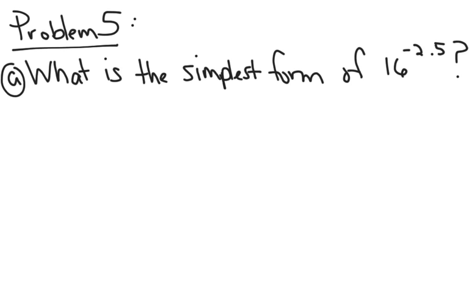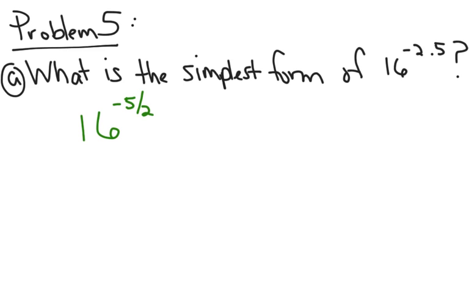Now let's look at another problem that is easily done on the graphing calculator, but I want to do the long way so that it gives us better practice than when we're dealing with problems that have variables in it. So 16 to the negative 2.5, I want to rewrite that in simplest form. So first of all, anytime you have a decimal exponent, I want you to change it back to a fraction. So negative 2.5 is the same as negative 5/2.